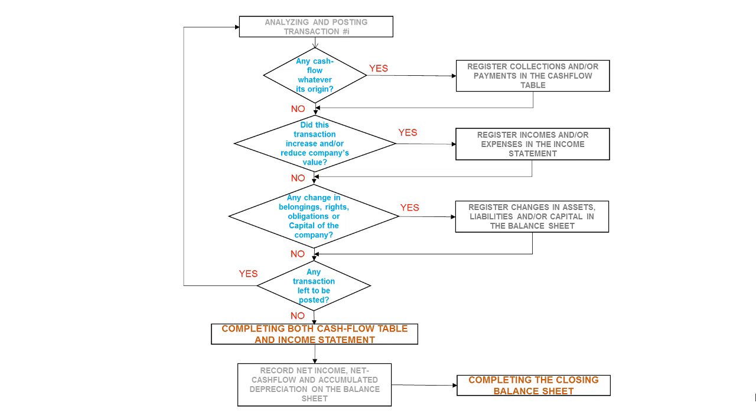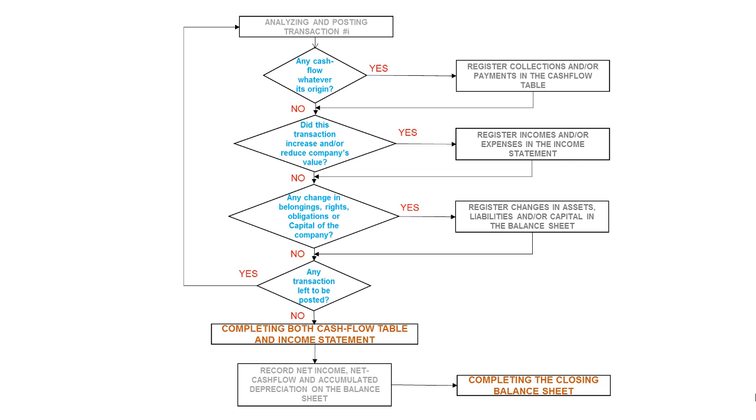Once we have done it, or if there are no cash flows involved in this transaction, we need to ask ourselves a second question. Did this transaction add value to the company, or alternatively, did this transaction put a dent in the value of the company? If the answer is yes, we must calculate the eventual incomes or expenses and then reflect them on the income statement. At this point, we will ask ourselves a third question about the potential modifications in the company's belongings, rights, obligations, or capital due to this transaction. If yes, we will assess such modifications and we will record them on the balance sheet thereafter.